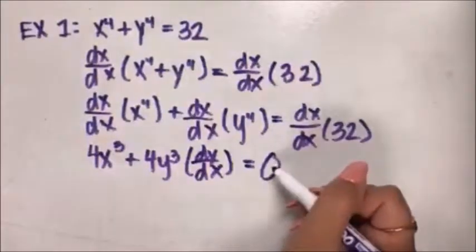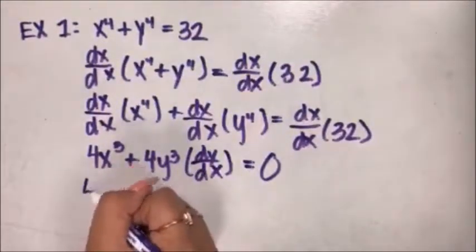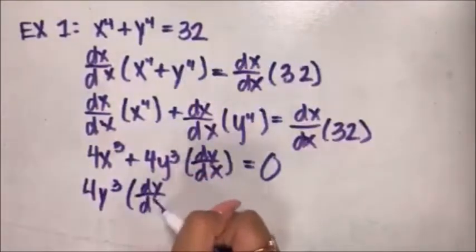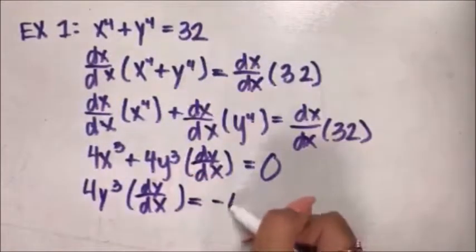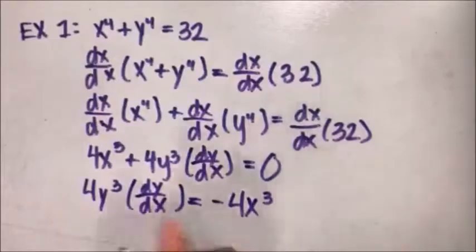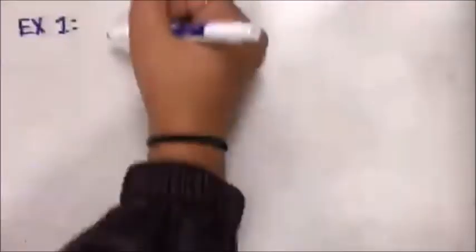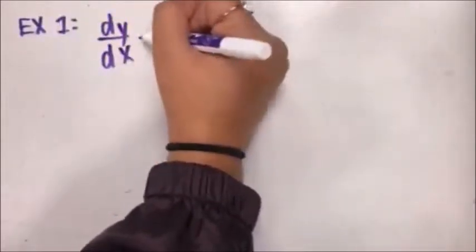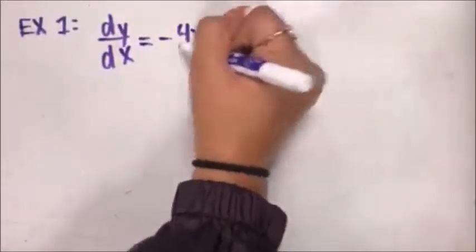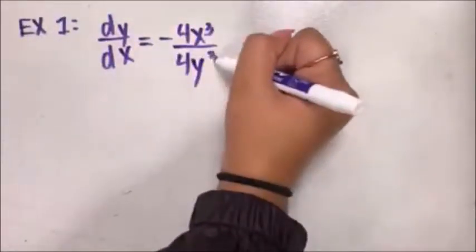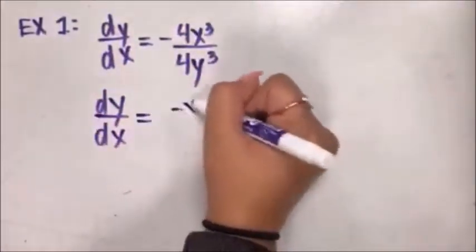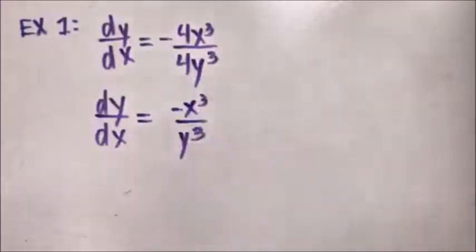So now we are going to try to isolate dy/dx. The first thing that we are going to do is subtract 4x cubed, so you get 4y cubed dy/dx equals negative 4x cubed. And then we're going to divide by 4y cubed so that we have dy/dx equals negative 4x cubed over 4y cubed. When you simplify, you get dy/dx equals negative x cubed over y cubed as your final answer.